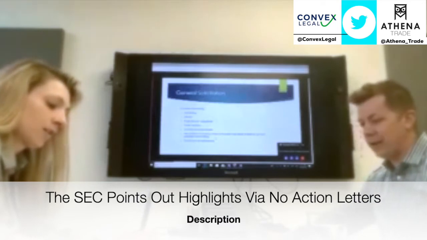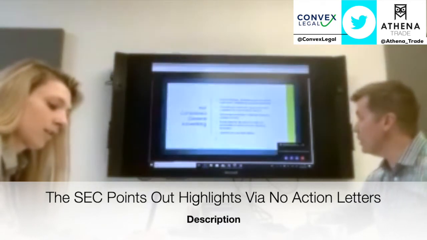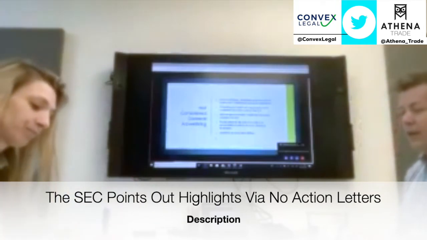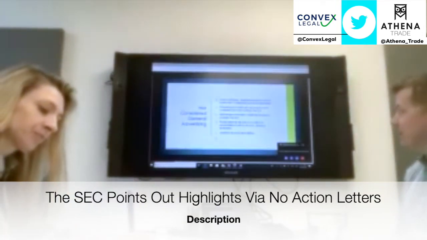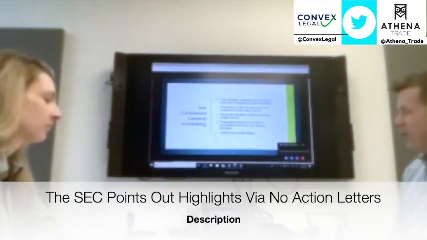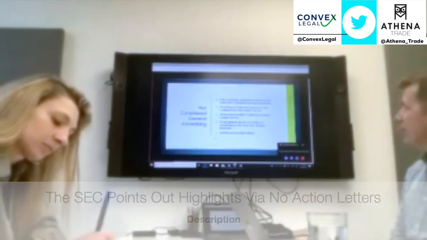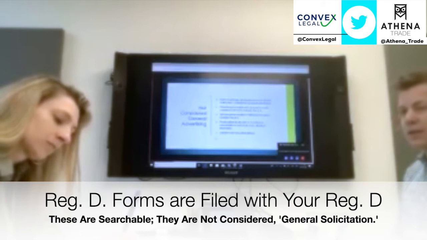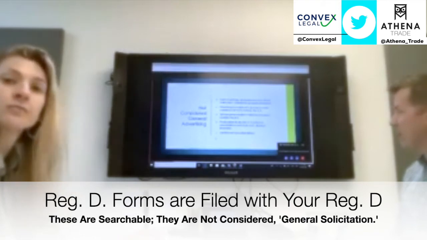So that's what is considered general solicitation. This is what's not considered general solicitation. Again, this is not exhaustive, but this is just what the SEC has pointed out. These are Form D notices. That's what you actually file with your Reg D raise. Those will become searchable for the public, so they don't consider that general solicitation, even though it's out there in the open.